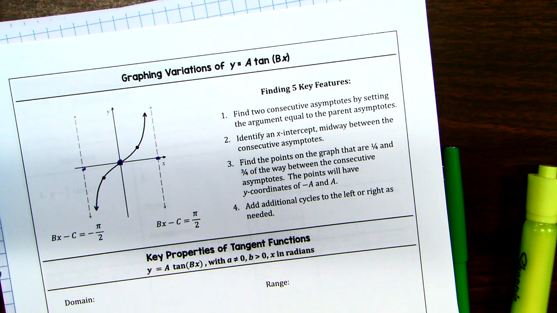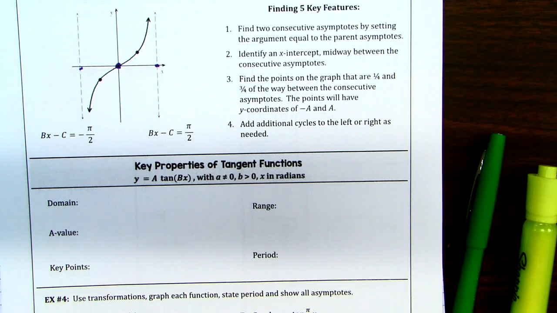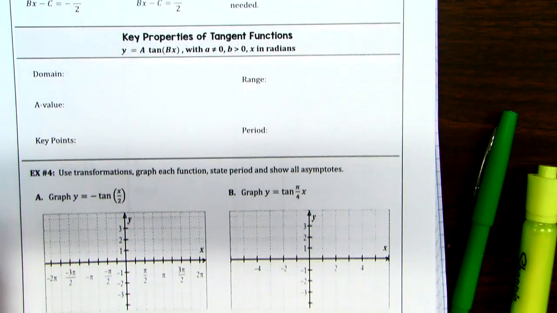You can graph tangent anywhere. The hardest part is going to be the x-axis. We have to change the asymptote sometimes, and that's where a little bit of algebra comes in. How do I make that happen? So let me show you what I mean. All the way down here.